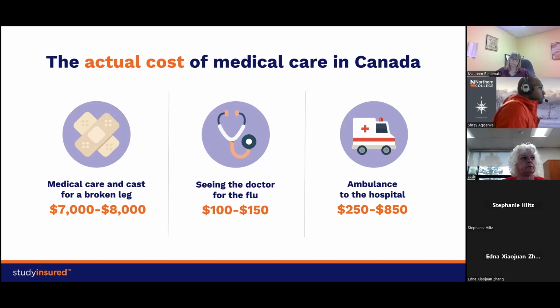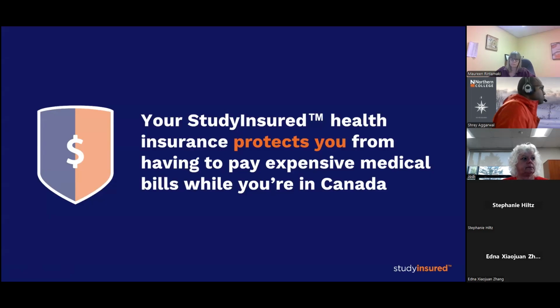Because you don't have access to the Ontario healthcare system, Northern College and StudyInsured have partnered together to provide you with emergency medical insurance. So this is a private health insurance plan to make sure that you can get the medical care you need when you need it. You do have access to all of the same facilities that Canadians have, which is nice. But unfortunately, we are a private payer as opposed to the public payer system of Ontario.